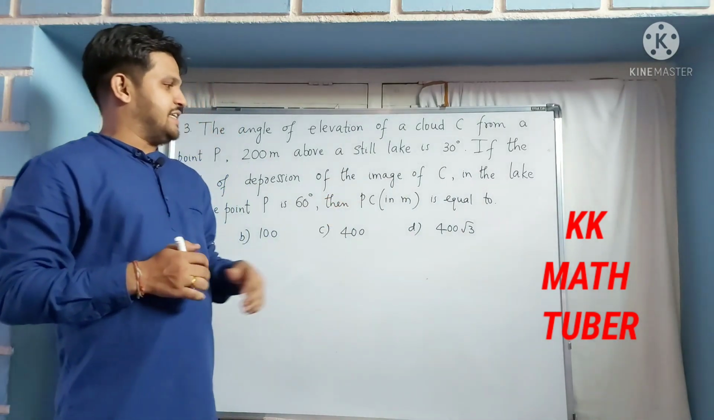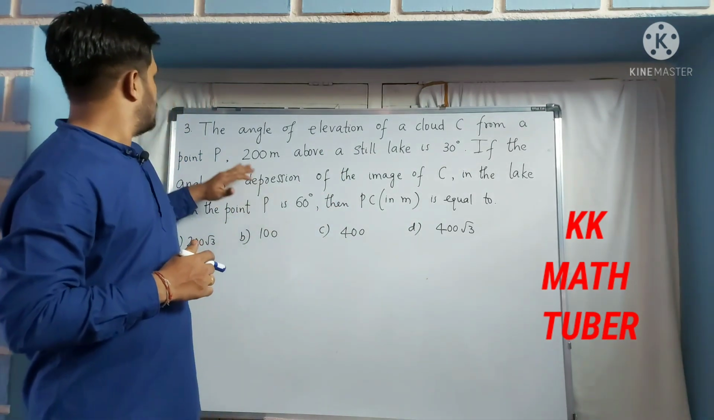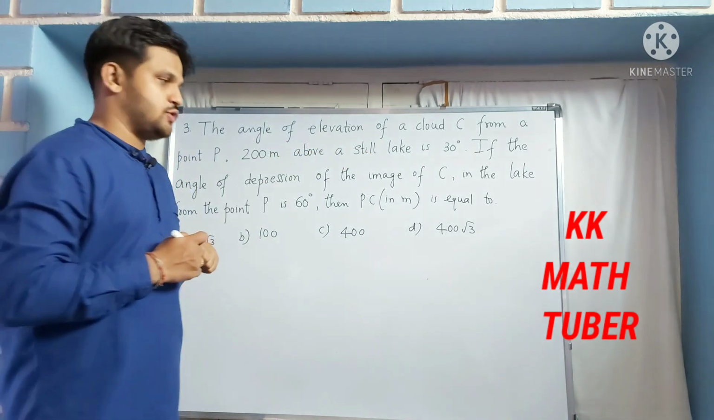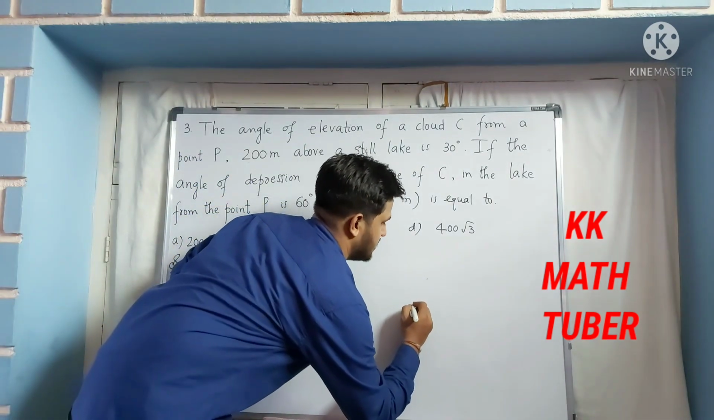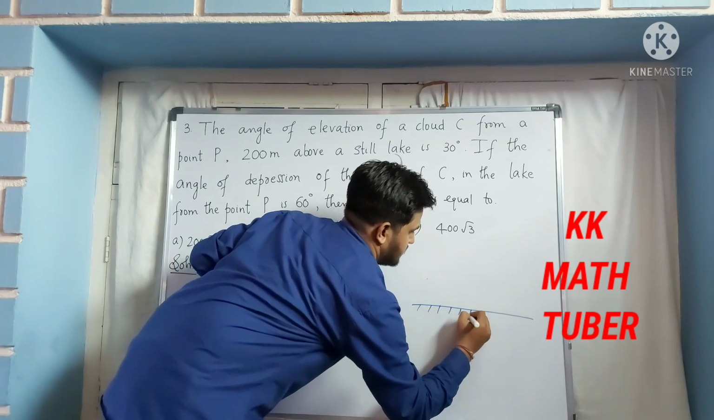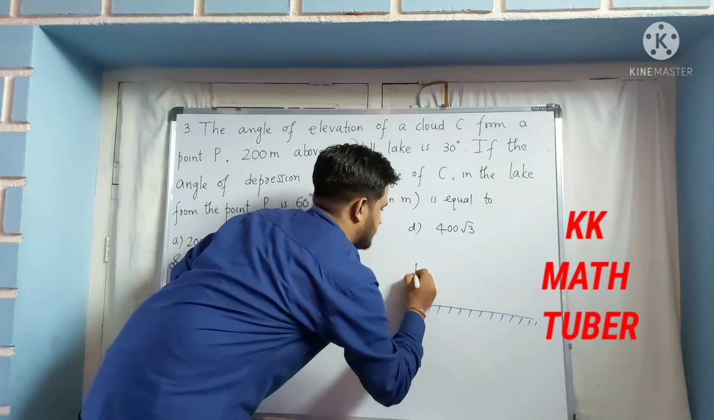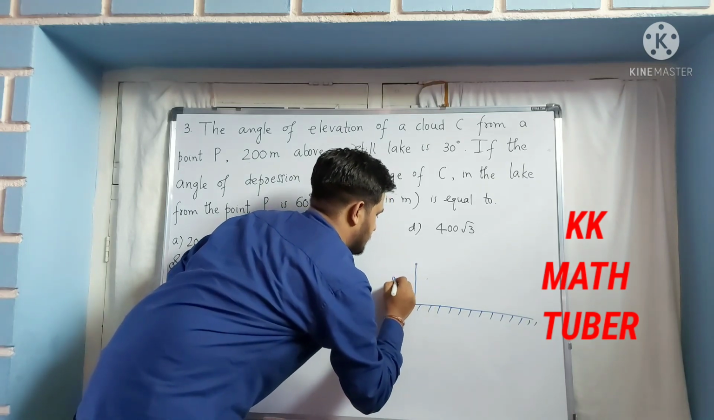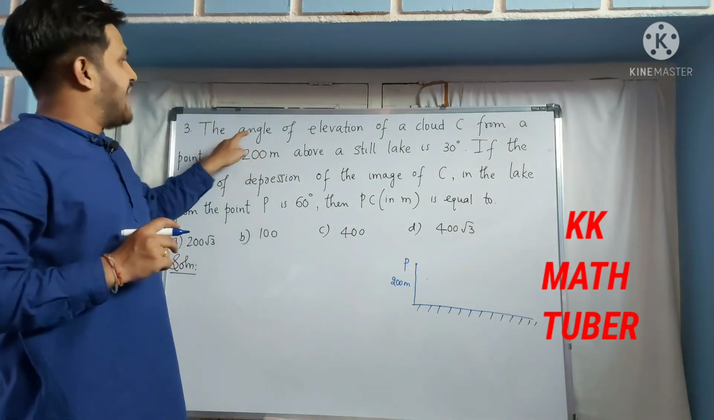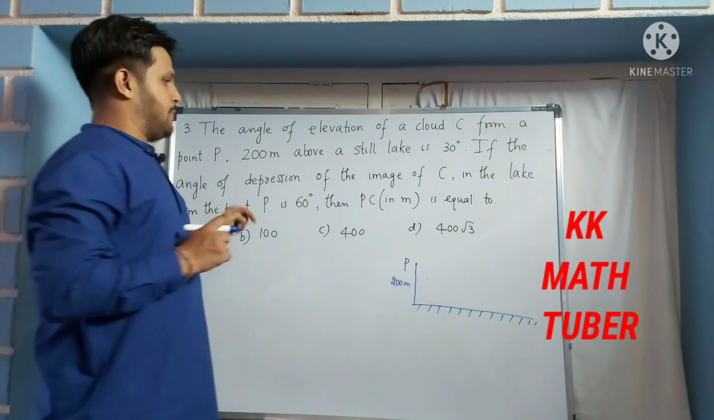Okay, now let's see the pictorial representation of this question. From a point P 200 meters above a still lake, we should draw a lake. So let's say this is the lake. Let's consider the point P is 200 meters above the lake. So this is 200 meters. This is the point P. So what is given? The angle of elevation of a cloud C from a point P.